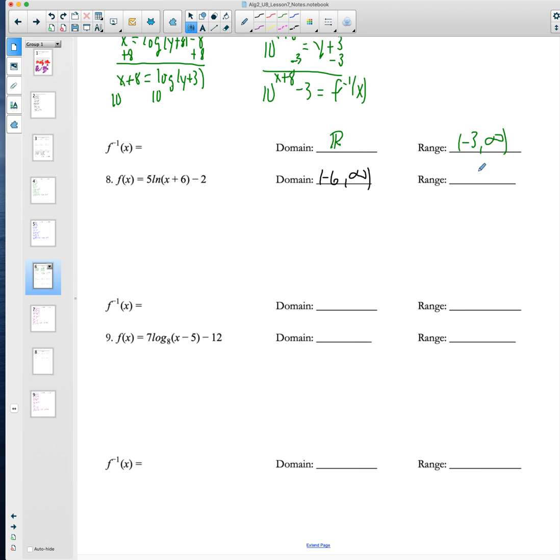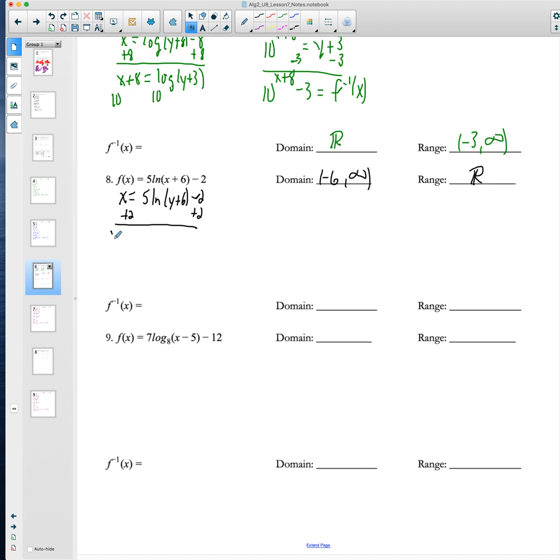All right, and then we know the range is all real numbers. Okay, now once again, just to save a little bit of space, I'm going to go ahead and flip my variables. So this is going to be x equals 5, and then I have the natural log of y plus 6 minus 2. Okay, I'm going to add 2 to both sides here. Add 2, add 2.